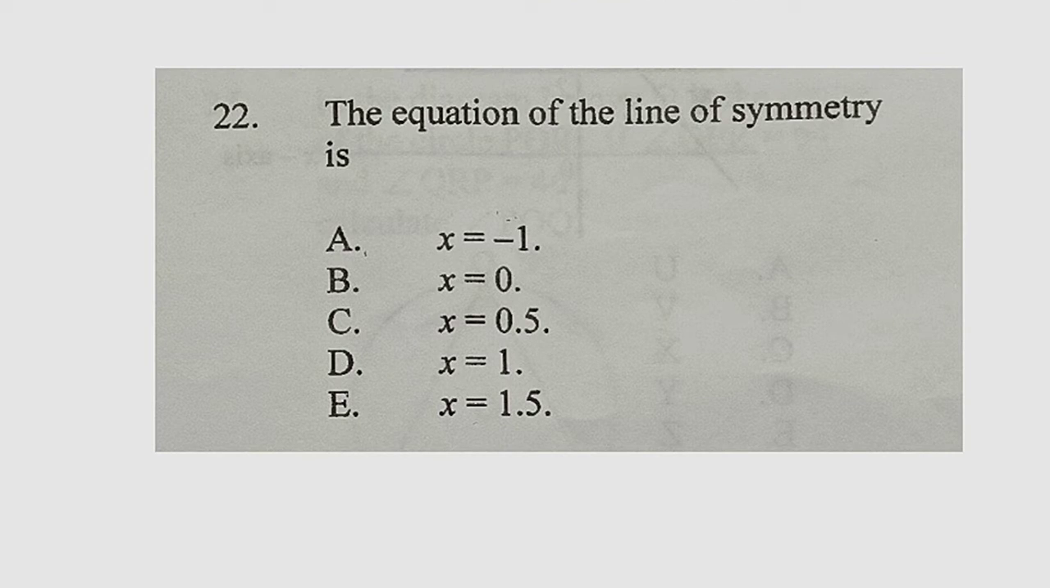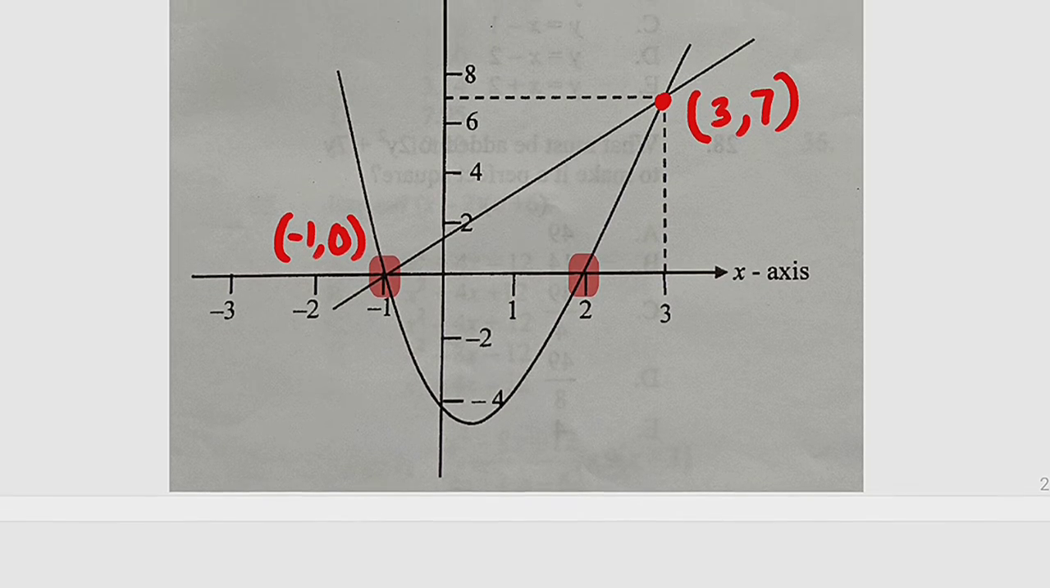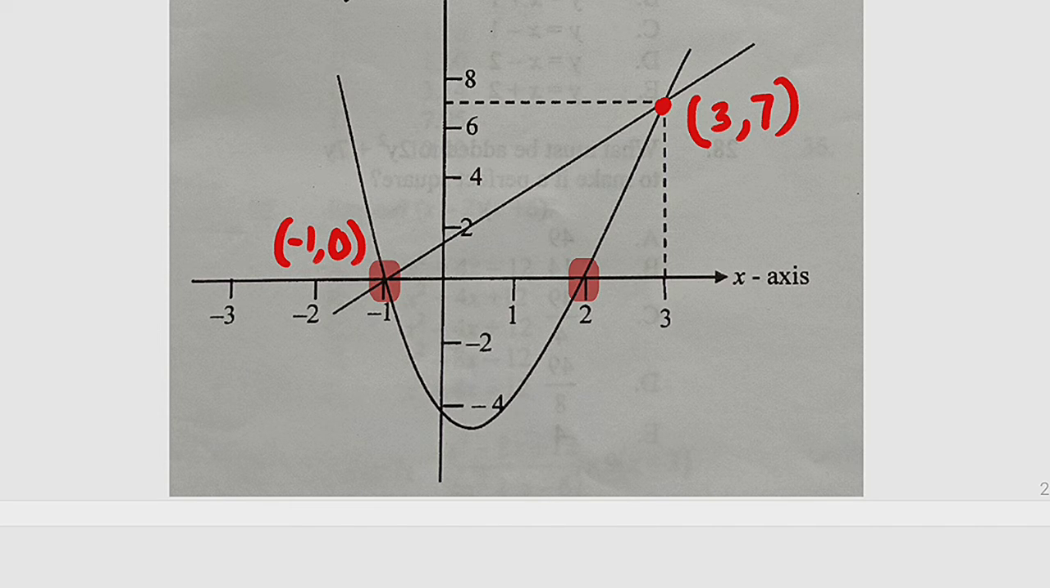Question number 22 reads, the equation of the line of symmetry is, what is a line of symmetry? A line of symmetry is a line that divides the curve into 2 equal parts. And we are talking about quadratic curve. So to find the line of symmetry, you need to take the roots, add them together and divide by 2. We have a root here and we have another root here, -1 and 2. The points where the curve crosses the x-axis are said to be the roots.